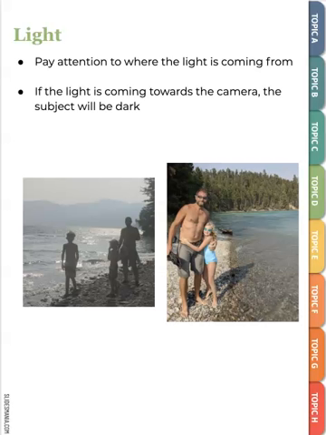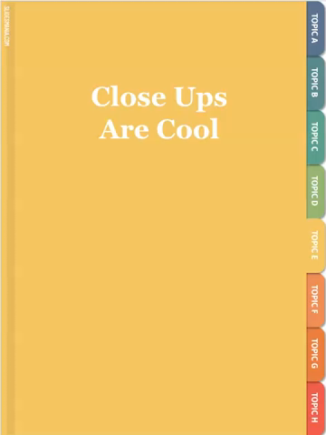In this example, you want to make sure you pay attention to where the light is coming from. If the light is coming towards the camera, the subject will be dark. So in my first example, you can see that those people in this photo are really dark because the light is coming towards the camera. In the other example, you can tell it's at the exact same beach at the same time, but we just flipped the subjects and the camera around and the picture came out really nice and clear.